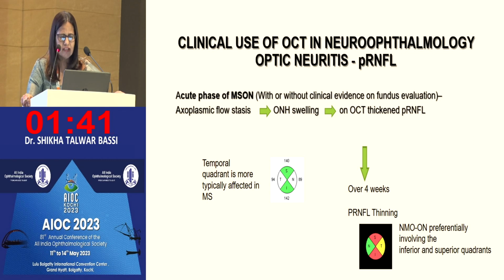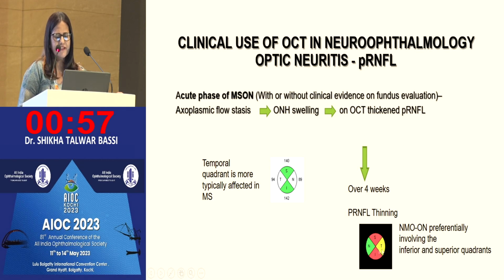Now coming to the clinical use of OCT in neuro-ophthalmology. In any case of acute optic neuritis, whether it's a retrobulbar optic neuritis or a papillitis, there is some swelling at the optic nerve head, which is because of axoplasmic flow stasis, and that shows up on the OCT as a thickened retinal nerve fiber layer. So even with retrobulbar optic neuritis, you can pick it up. There might be subtle RNFL thickening, which over a period of 4 weeks sets into RNFL thinning. The pattern of thinning in the RNFL can give us a clue to the diagnosis. If it's involving the horizontal quadrants, then it's more likely to be associated with multiple sclerosis. If it's in the vertical, then it's more associated with NMO spectrum disorders.